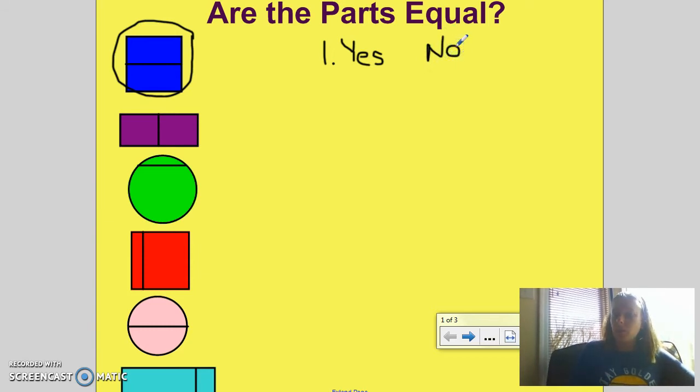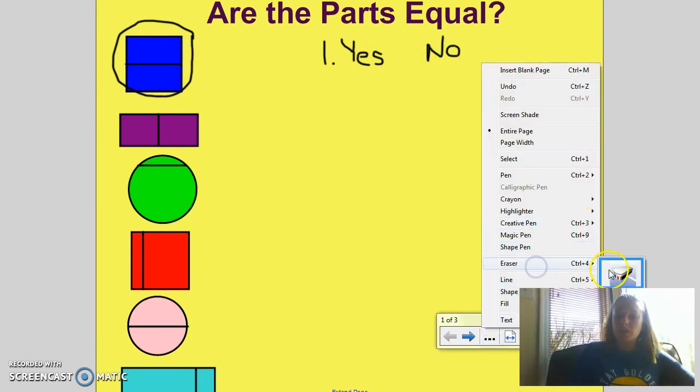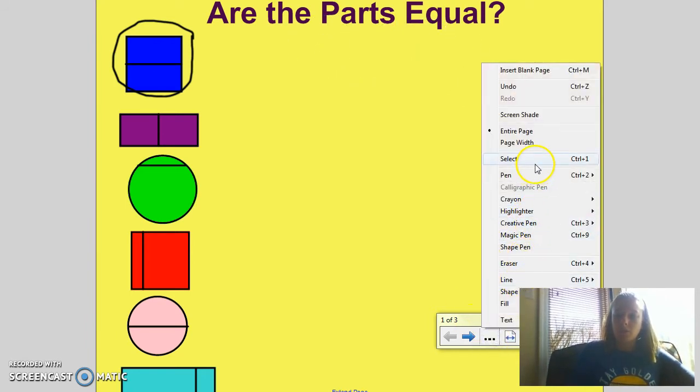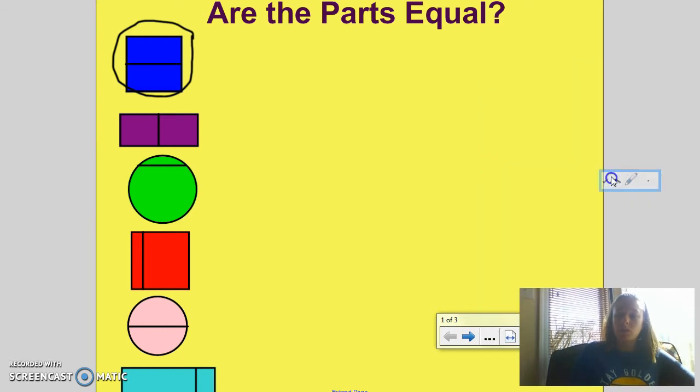So you only need one answer. You need yes or no next to your number 1. And you are going to do the same thing for each shape. So after you're done with the first one, go to the next shape. This is number 2. Is that shape divided in half? Yes or no? Go to number 3. Look at this circle. Is this green circle divided in half? Yes or no?